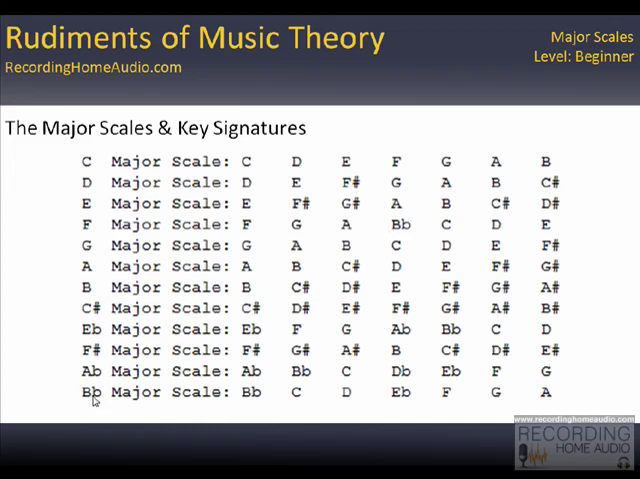And then we have the key of B flat major, which has two flats, B and E. You'll never have a key that has sharps and flats. It's either sharps or flats, and the only scale that has no sharps or flats is C major. So take a look at this from time to time and just get familiar with it. But there's an easy way to memorize the major scales, and that's using the circle of fifths, which we'll look at later.